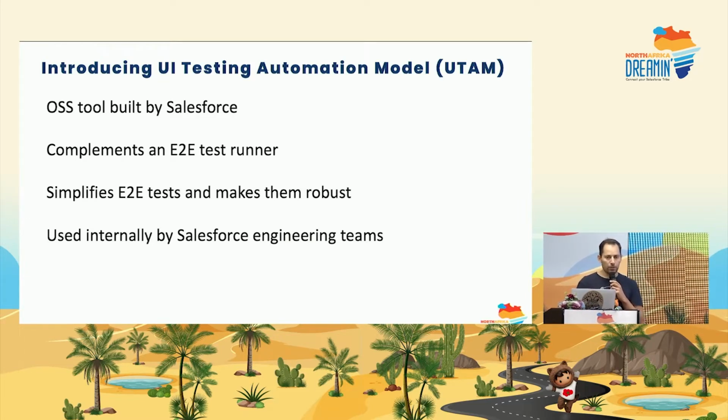It's going to decouple your test code from the actual content that you're testing. The reason why end-to-end tests break a lot is that they're deeply connected generally with the user interface of the page you're testing. But when you decouple the test code and the page, you are going to simplify your life, and this is what UTAM helps us do.